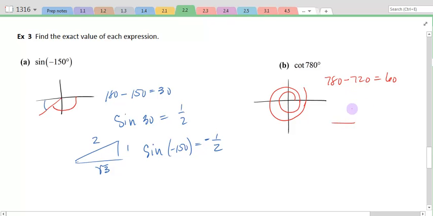So if I have a 60 degree angle, that means that I'm going to have 1, the square root of 3, and 2 in this shape. And I know that cotangent of 780 is x over y. So I have x over y, which is 1 over the square root of 3. Rationalizing the denominator gives me the square root of 3 over 3. Since my angle ended here in the first quadrant, I know that this value is positive.